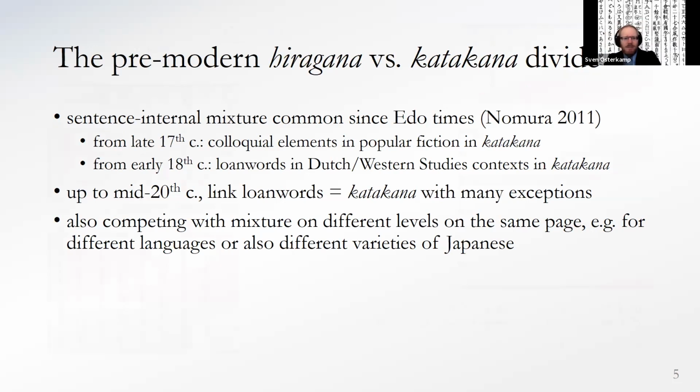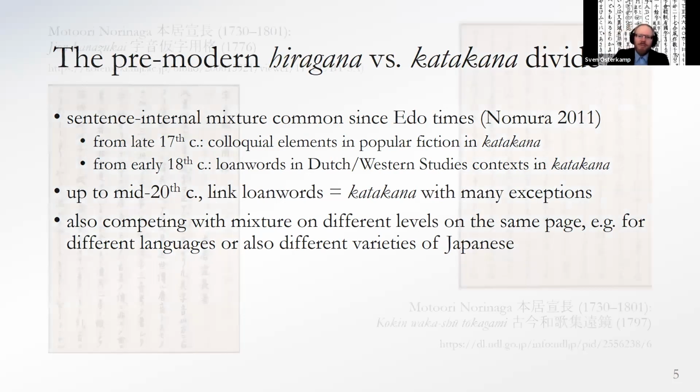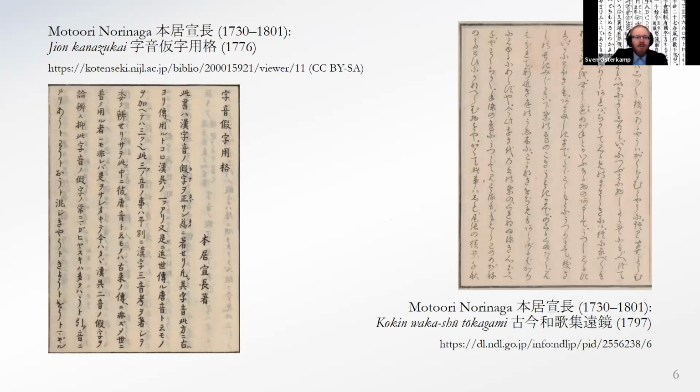As an illustration of the basic divide, let's compare two texts by the same scholar, namely Motoori Norinaga, one of the foremost scholars in the field of so-called national learning, or kokugaku. He's writing here in two different personas, as it were. On the right, we see one of his works on classical Japanese poetry, which itself is written in what we may call neoclassical literary Japanese. And as you can see, it's printed in cursive script throughout, featuring cursive Chinese characters and hiragana, two or more of which are often linked together.